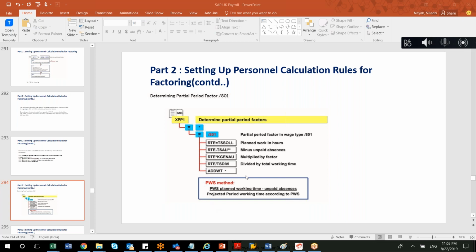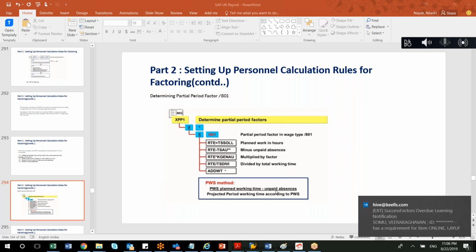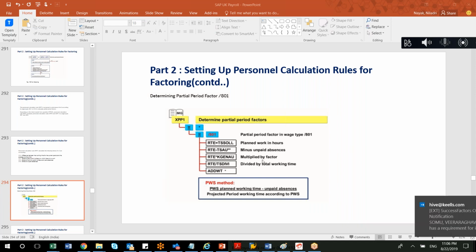If you are not able to understand, this is the generic formula: PWS planned working time minus unpaid absences, divided by the projected period working time according to the PWS. But how do you write this formula inside the rules? SAP has already written this formula, so you don't have to do anything. If you wish to make changes, you can customize the period and partial period factors I have told you about. But these are standard, so you don't have to change them.